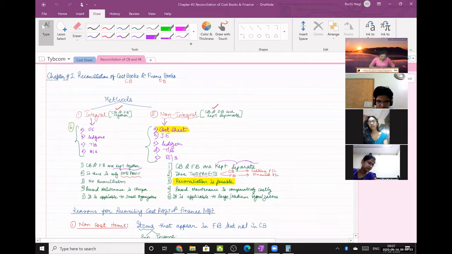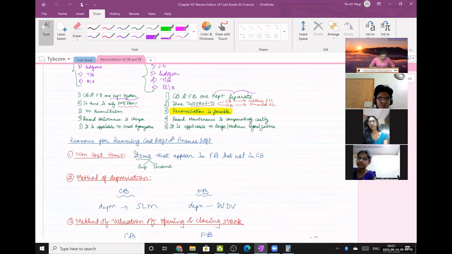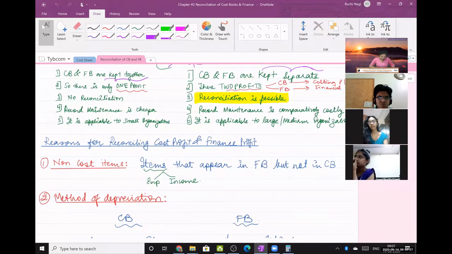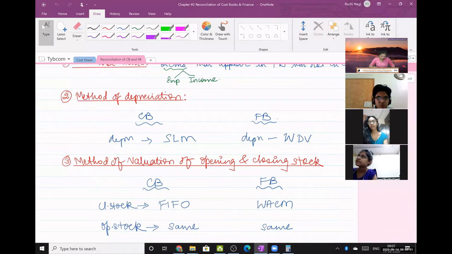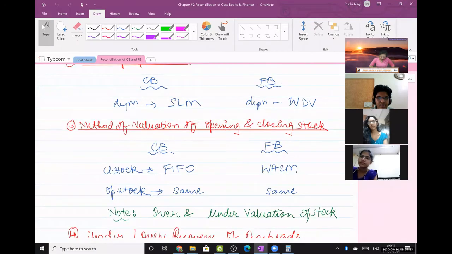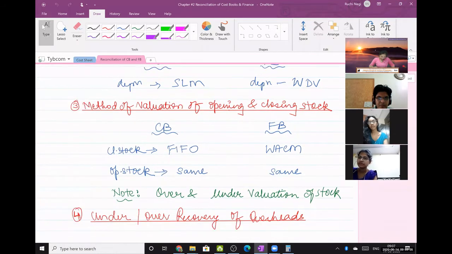Yeah, 3 points, right? You said non-cost items, method of depreciation, method of valuation of opening and closing stock. Yeah, this is what we have done. Okay, and last is left under and over recovery of overheads, which I said I will be discussing today.